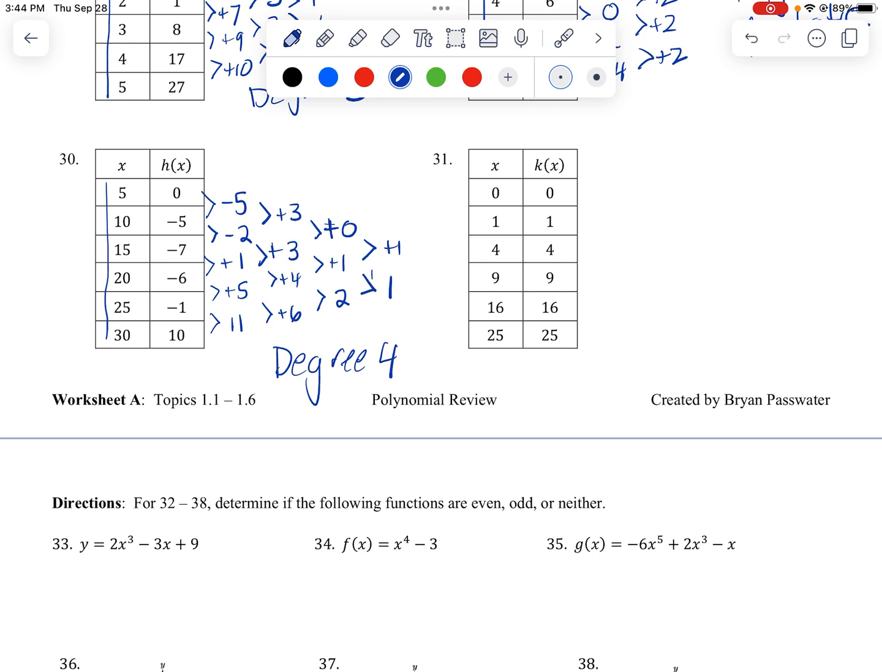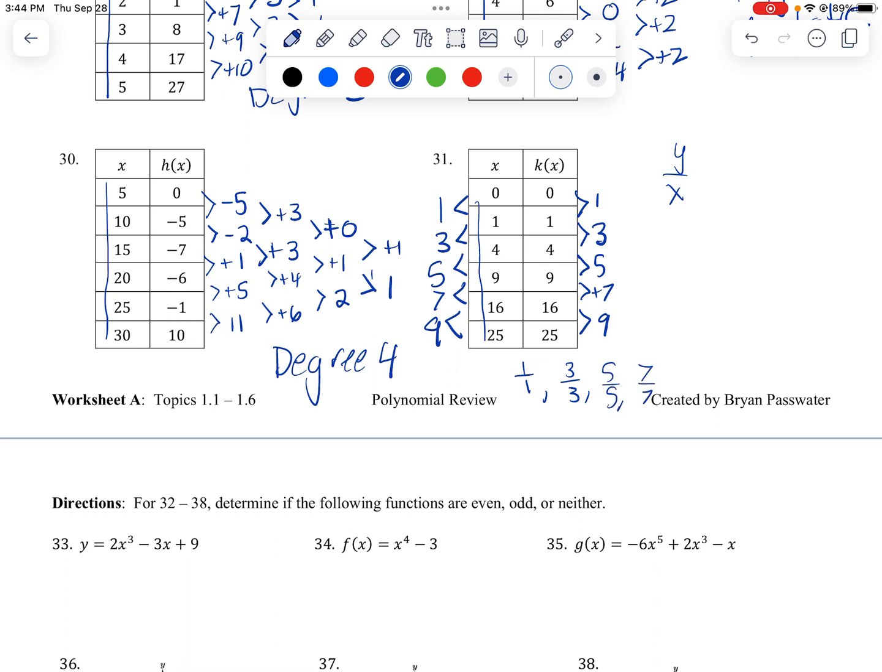All right. But one thing I notice on these, they are not the same. So we actually have to find what our average rate of change is. So we can't just do that difference on this one, because these are going up not at a constant rate. So if we find that average rate of change here, that y over x, we've got 1 over 1, 3 over 3, 5 over 5, 7 over 7, 9 over 9. And those are the same, so it's degree 1, and it's linear.